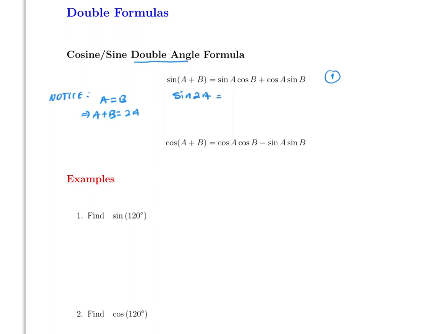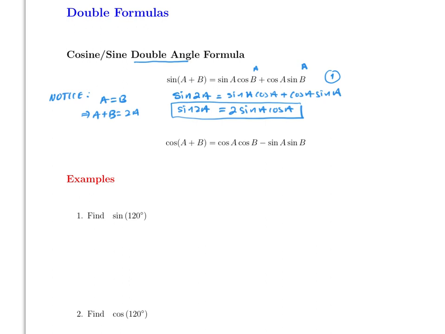So sine of 2A. So if you change B for A, this is what happens. So you end up with sine A cosine A plus cosine A sine A, which essentially you get 2 of this. This is one of the formulas you're going to use the most in calculus 1, 2, and 3, and so forth. So I highly recommend you to memorize this one too.